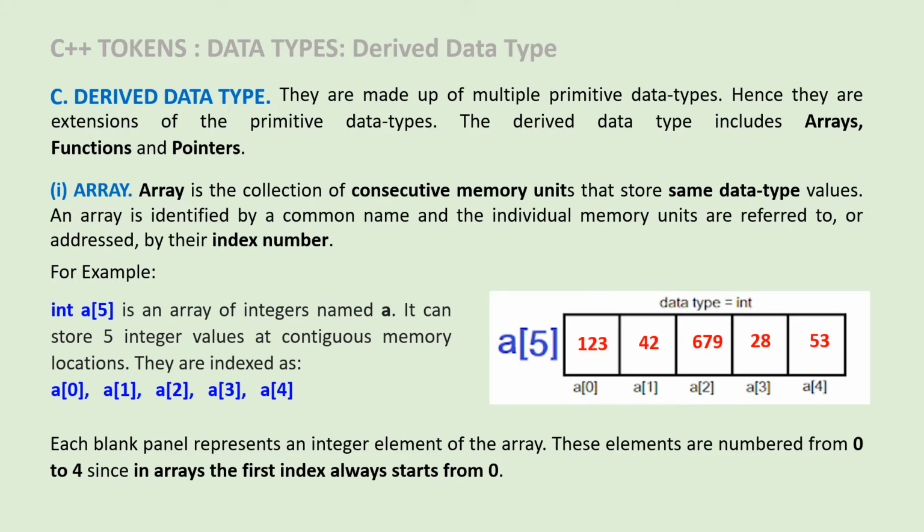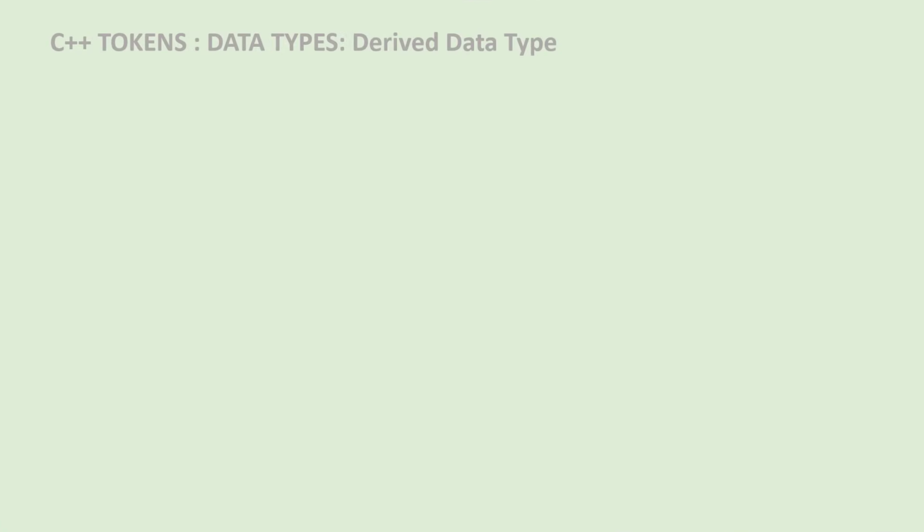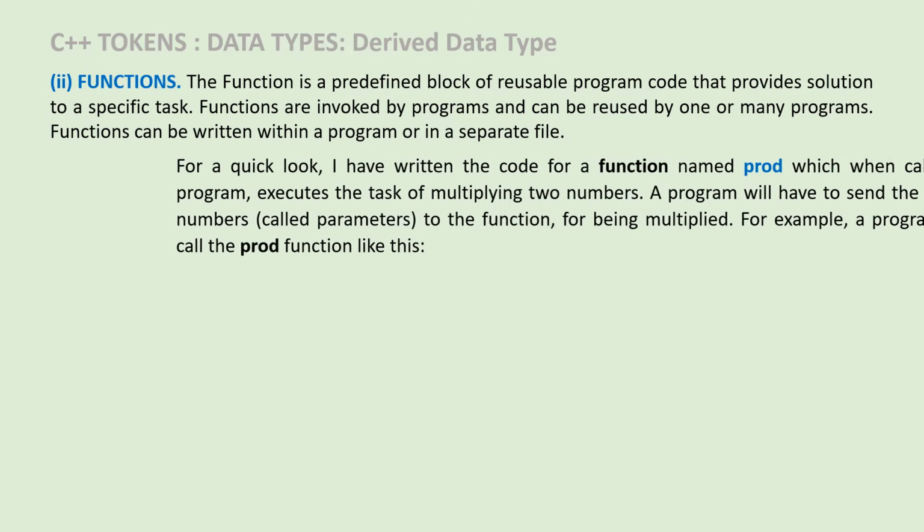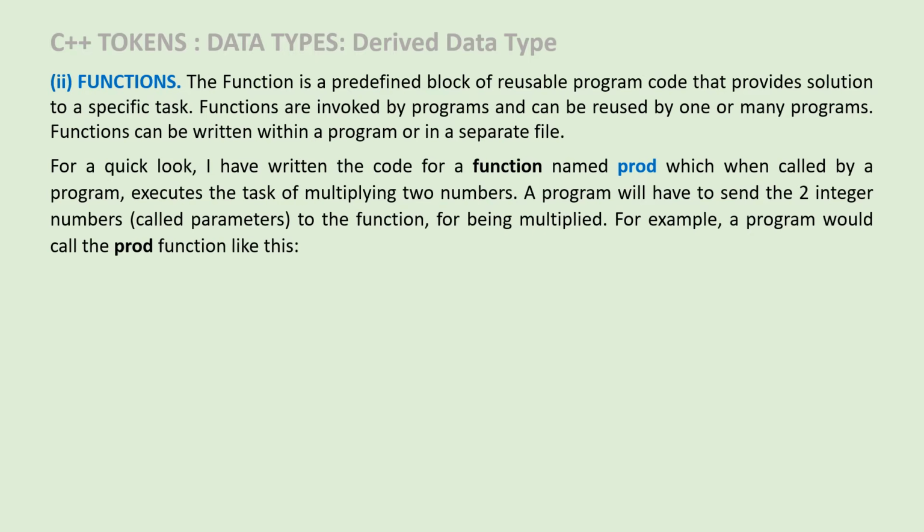The next derived data type that we will be learning is about functions. The function is a predefined block of reusable program code that provides solution to a specific task. Functions are invoked by programs and can be reused by one or many programs. Functions can be written within a program or in a separate file. For a quick look, I have written the code for a function named prod, which when called by a program, executes the task of multiplying two numbers.